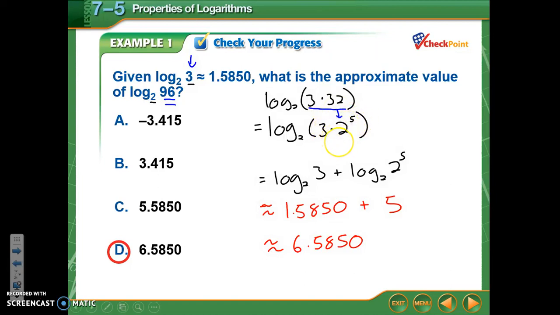Then I use the product property. This is a single logarithm of a product. It's going to split up into the sum of two different logarithms, log base 2 of 3 and log base 2 of 2 to the 5th. So I can replace log base 2 of 3 with the value they gave me at the beginning. Log base 2 of 2 to the 5th is 5. And when I add those together, I get 6.5850.